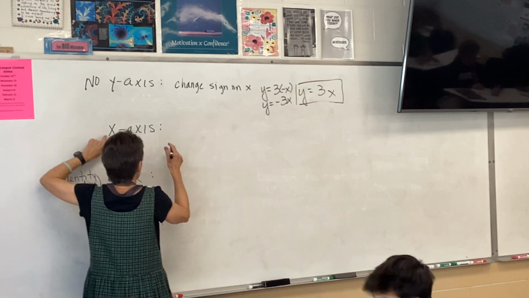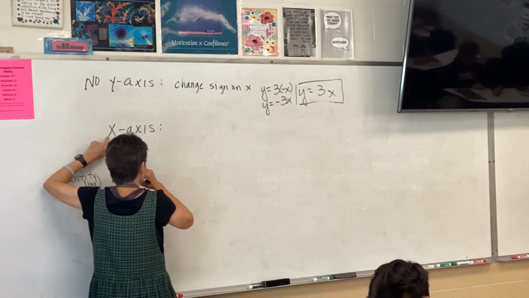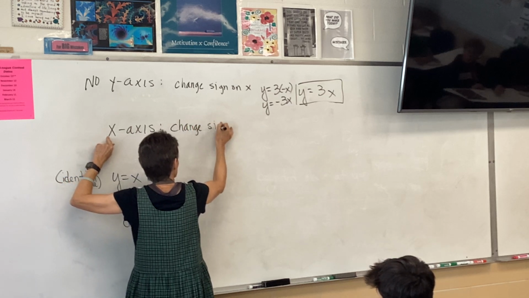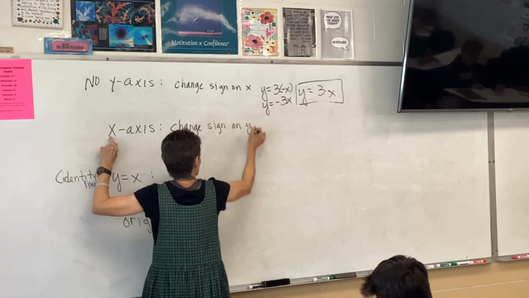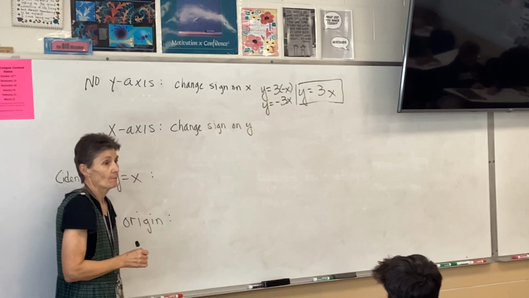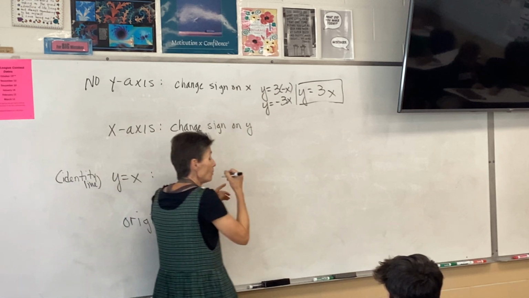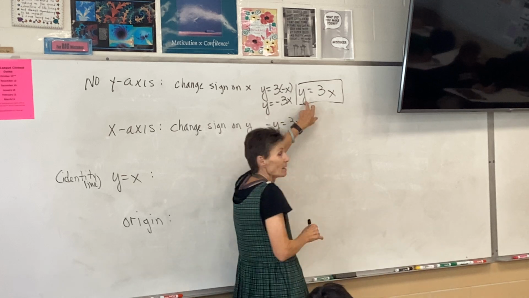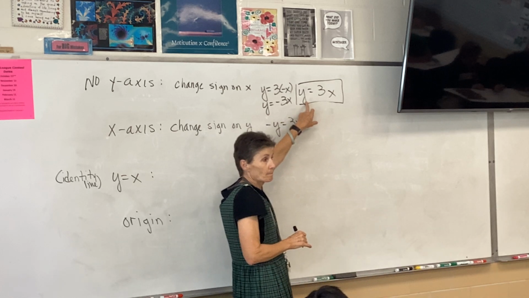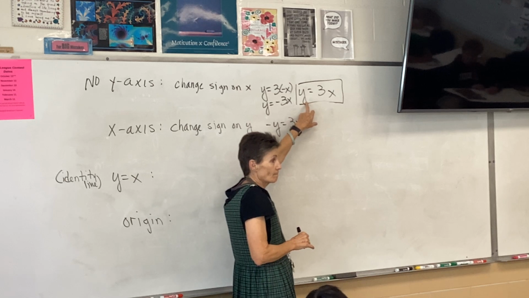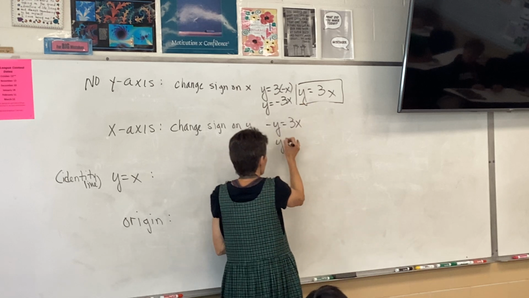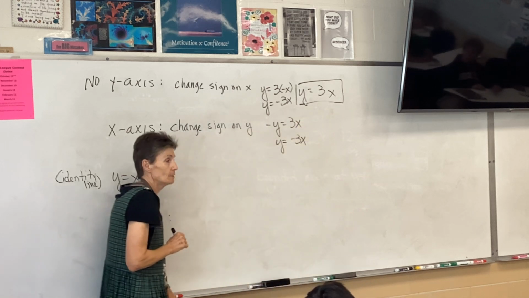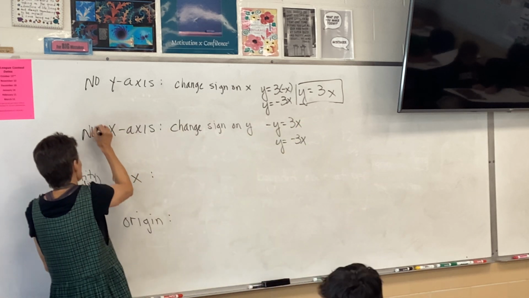How do you think we test for symmetry about the x-axis? Change the sign on y. So, negative y equals 3x. Just make y negative. Is that the same as my original equation? Nope. No symmetry there either.